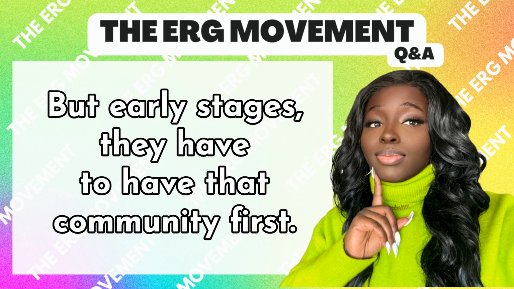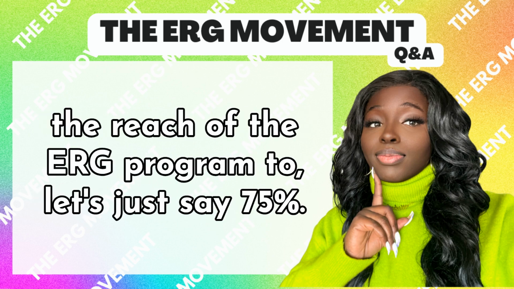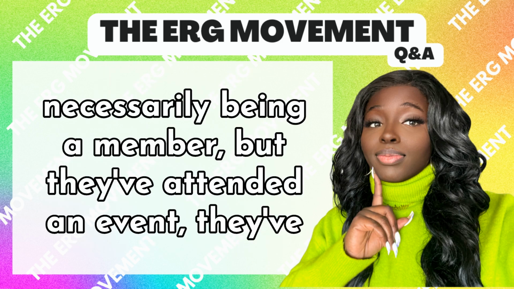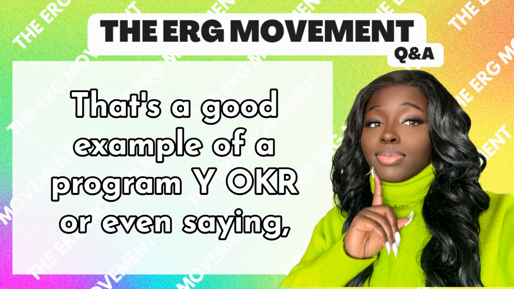They're building the community that's later going to be able to have business impact, but in the early stages they have to have that community first. So an example of a program-wide OKR is to increase the reach of the ERG program to, let's just say, 75%. That would mean that 75% of the company has interacted with ERGs, not necessarily as a member, but they've attended an event, participated in a project, or they're part of your Slack or Teams channel. That's a good example of a program-wide OKR.